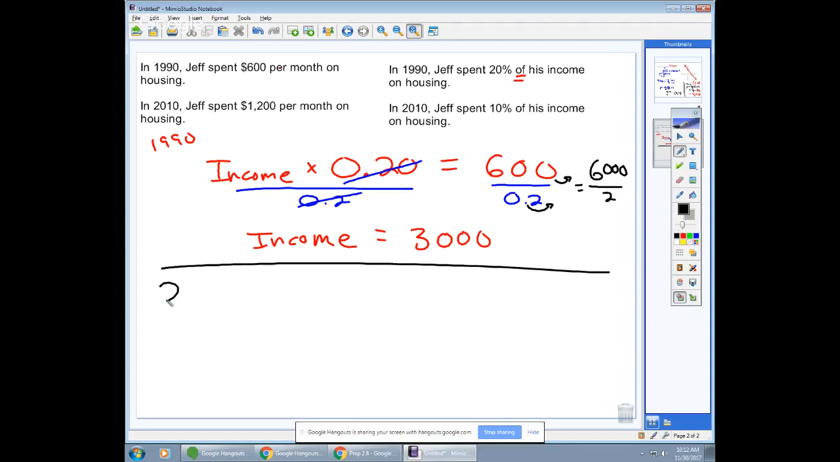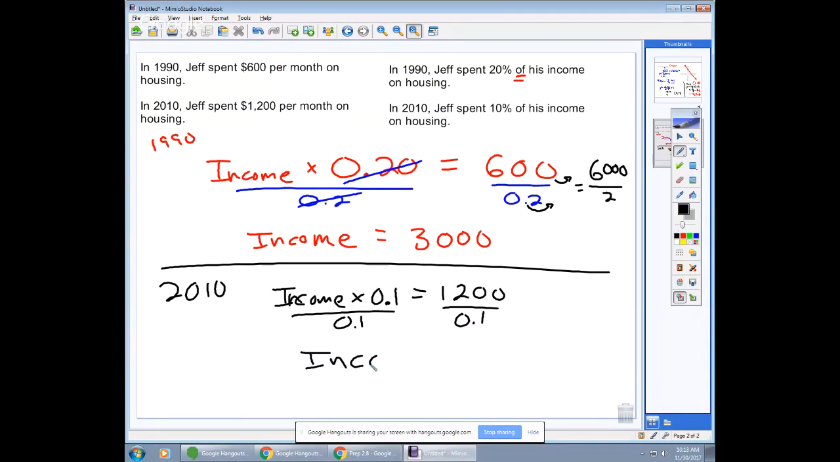2010 would be pretty similar. So in 2010, we would have the income times 10% equals 1,200. So we would divide both sides by the 10%. That gives us the income. And so that should be 12,000 on that one there.